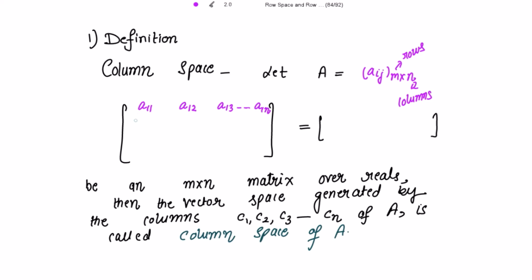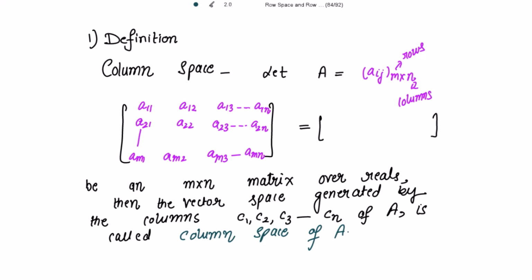And then the second row, first column, second row, second column, second row, third column, and so on, second row, nth column, right? How many rows are there? Total m rows. So mth row, first column, mth row, second column, then the element present in mth row, third column, and so on. It is Amn in the last, right?